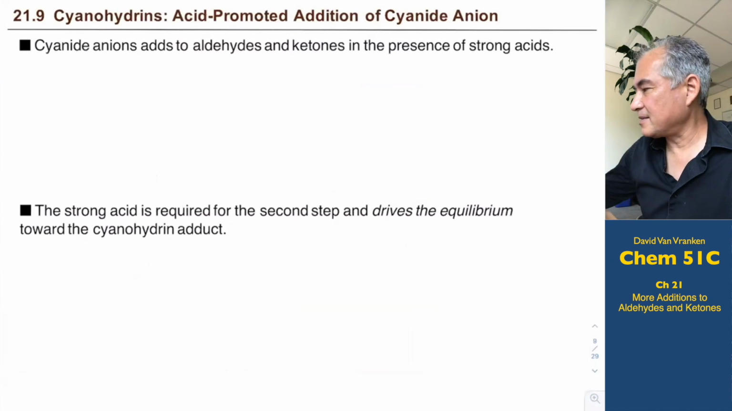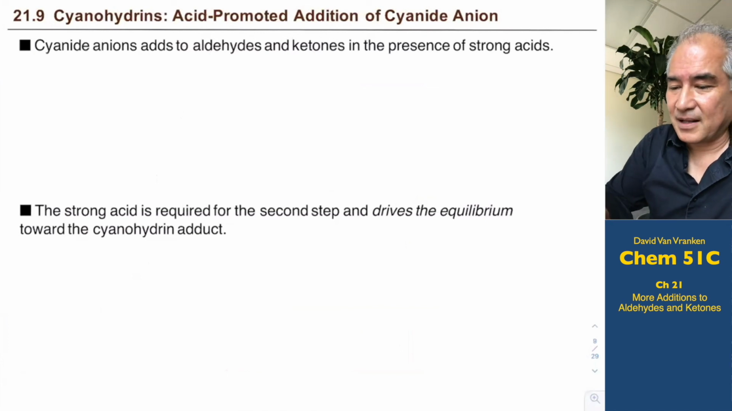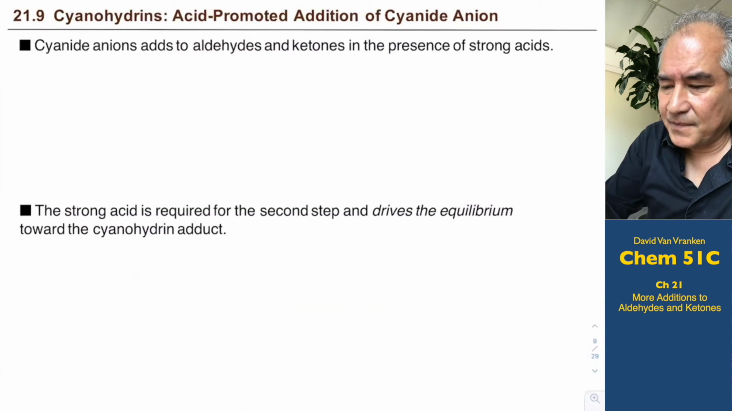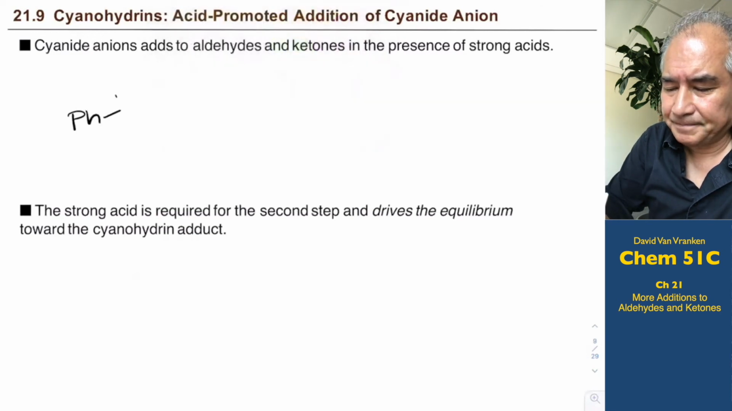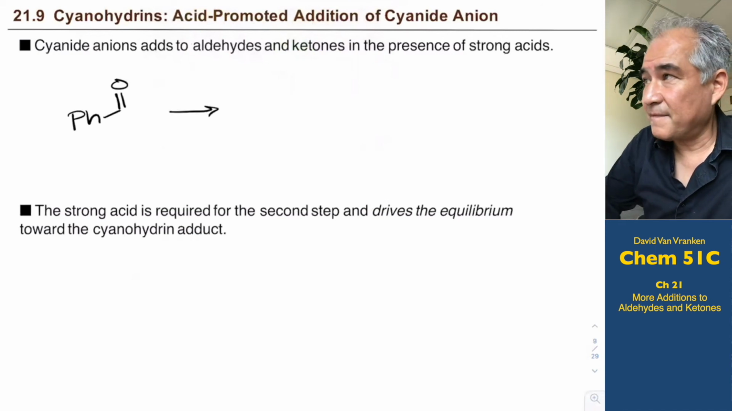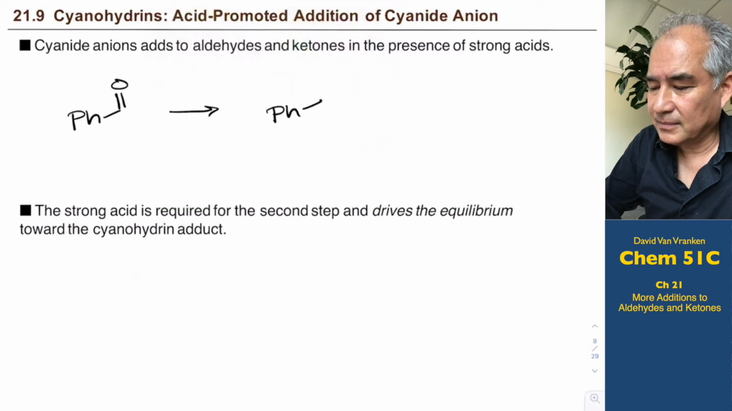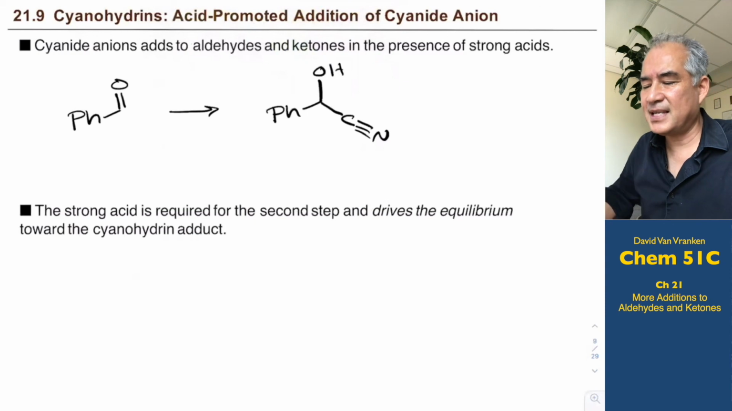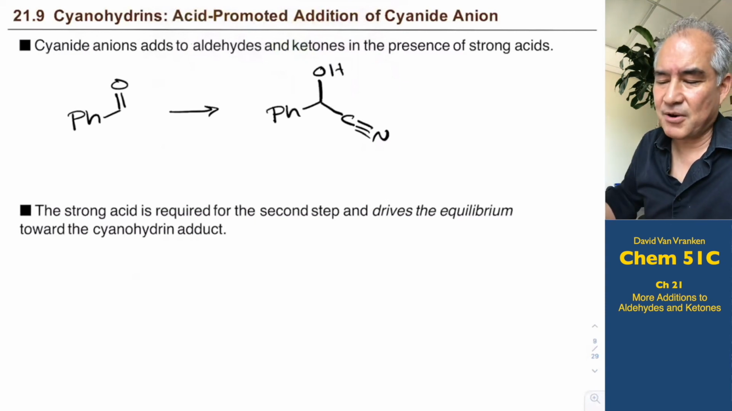Okay, using cyanide anion as a nucleophile, I'm going to teach you how to make a functional group called a cyanohydrin. So we could take any aldehyde or ketone. I'm going to take benzaldehyde. There's benzaldehyde, and we can convert this into something called a cyanohydrin. And it looks like this. So I think you can tell we're adding the elements of H and CN to that. I'll talk about the stereochemistry in just a second.